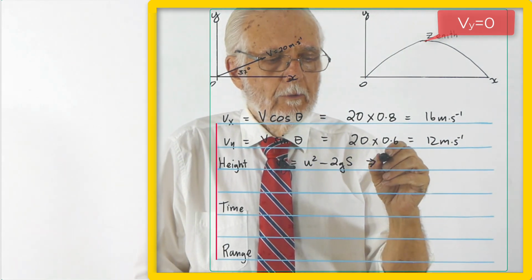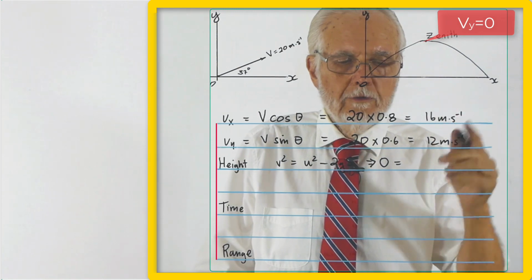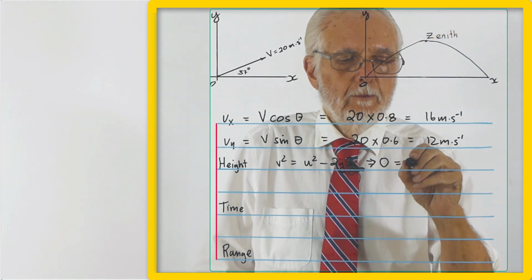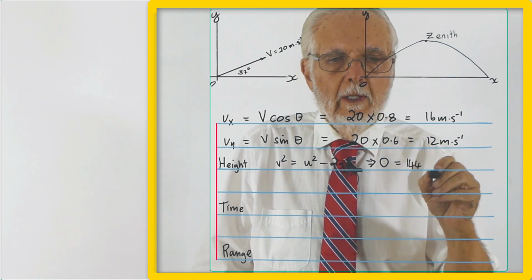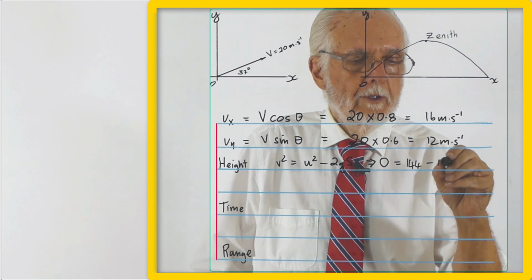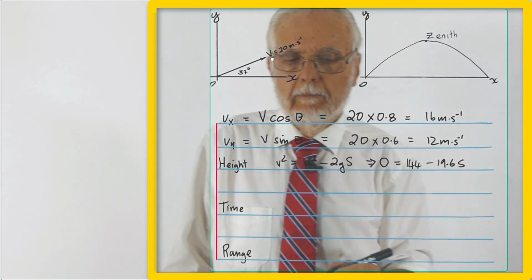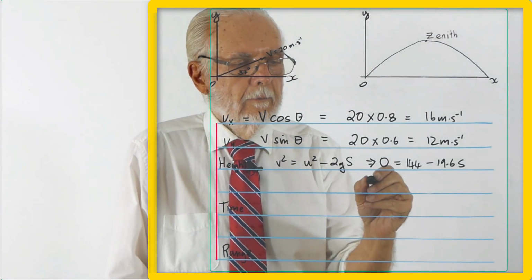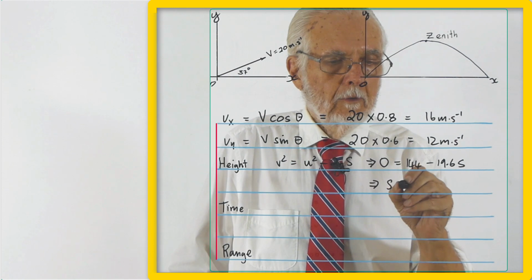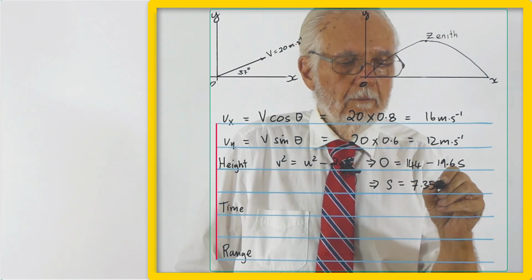So v squared will be 0, which will be equal to the vertical velocity, which is 12 metres a second, which is going to give us 12 squared, which is 144, and that'll be minus 2gs, which is 19.6 s. From that, we deduce that s will be equal to 7.35 metres.